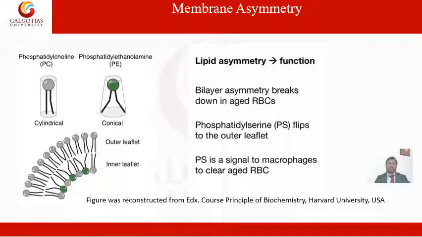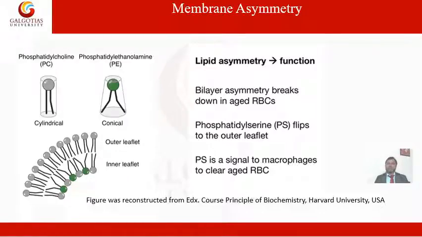So this is the phosphatidylcholine. It has a cylindrical shape and it is present in the outer cell membrane, while this is phosphatidylethanolamine. It is present in the inner leaflet and it has a conical shape. So the presence of phosphatidylcholine and phosphatidylethanolamine provides the asymmetry of the cell membrane.